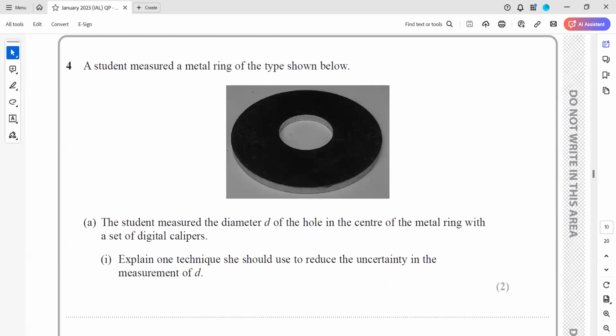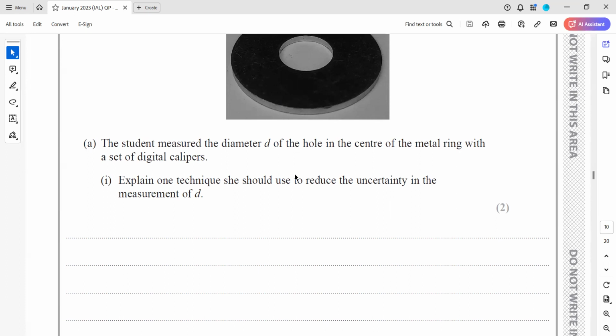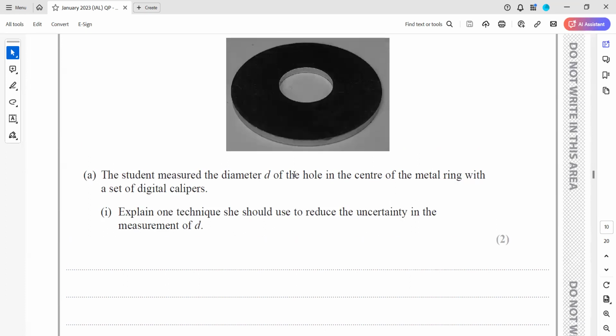Question 4. A student measures a metal ring of type as shown. The student measures the diameter of a hole of a metal ring with a set of digital calipers. State one technique to reduce the uncertainty in the measurement. So the student is measuring the diameter of this hole. This is what the student is measuring.